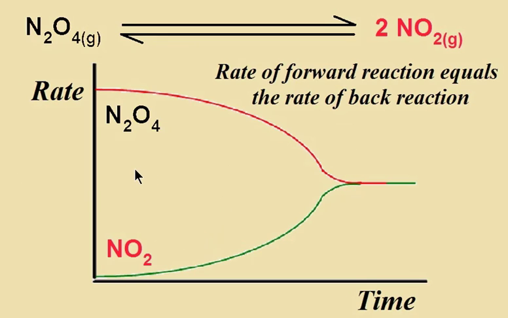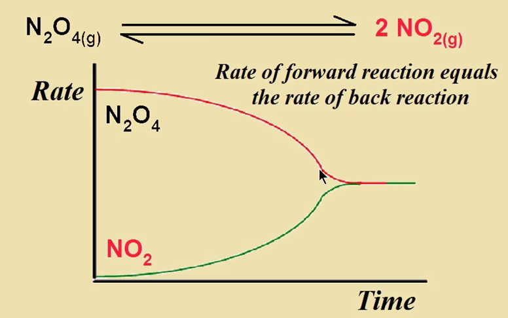Well, we look at the rates of the two competing reactions. Of course, we start off with lots of the dinitrogen tetroxide, the N2O4, so with lots of collisions, the rate is high. But we're using it up. The concentration drops, and so the rate of the reaction drops. We're producing nitrogen dioxide, its concentration is increasing, so the rate of the reaction is increasing.